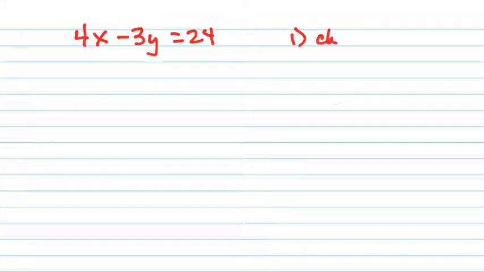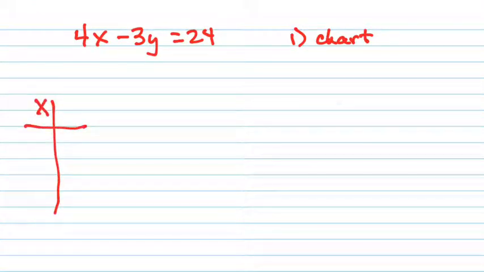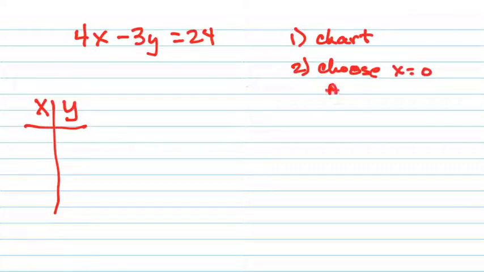All right, so what did we have? It was 4x minus 3y equals 24. Right? Now we're going to graph it using the intercepts. So the first step is make a chart. The chart has x values and what? Y values. Right. Second, make x equal 0 and y equals 0. That's just the method. You don't even have to think about it.